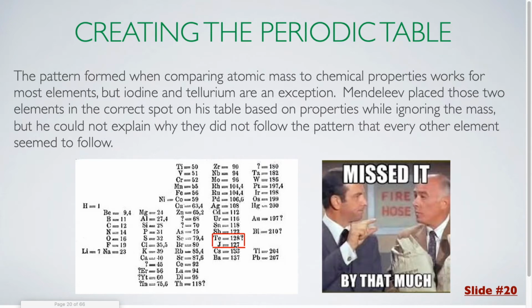In the picture down here, you can see the switching of iodine and tellurium. So going down this column, we have the mass consistently increasing until we get to those two elements, where it goes to 128 and then back down to 127.